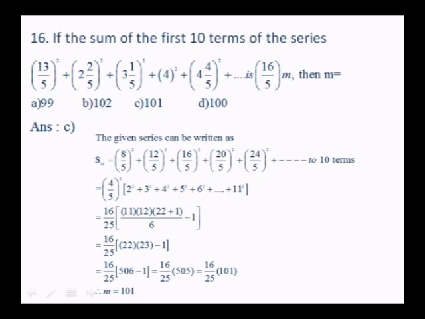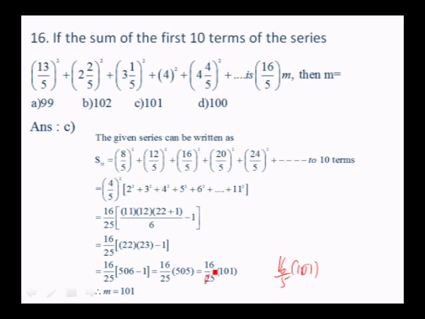If you cancel the 5 in 25 with the 505, you get 16 by 5 into, there is a small mistake, it should be 101. So it is 16 by 5 into 101. So the answer is m is equal to 101. He has given 16 by 5 m and asked what m is. It is m is 101. The 2 cancels, and you see that it is 16 by 5.